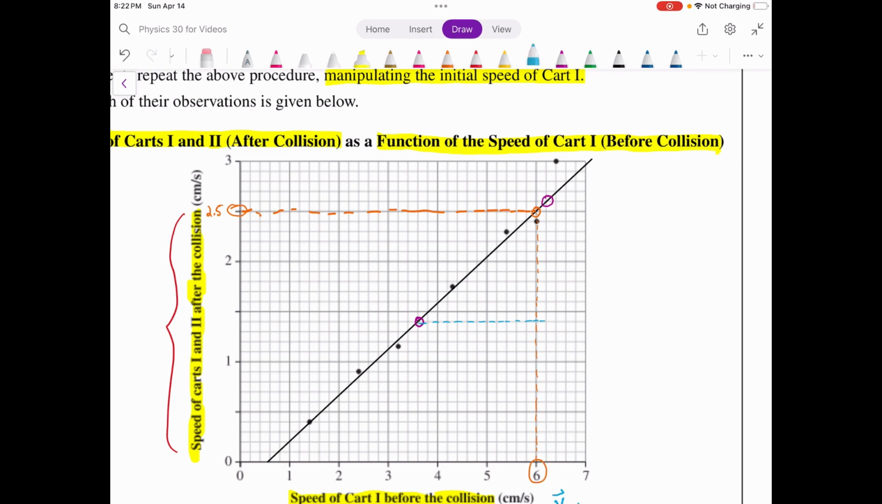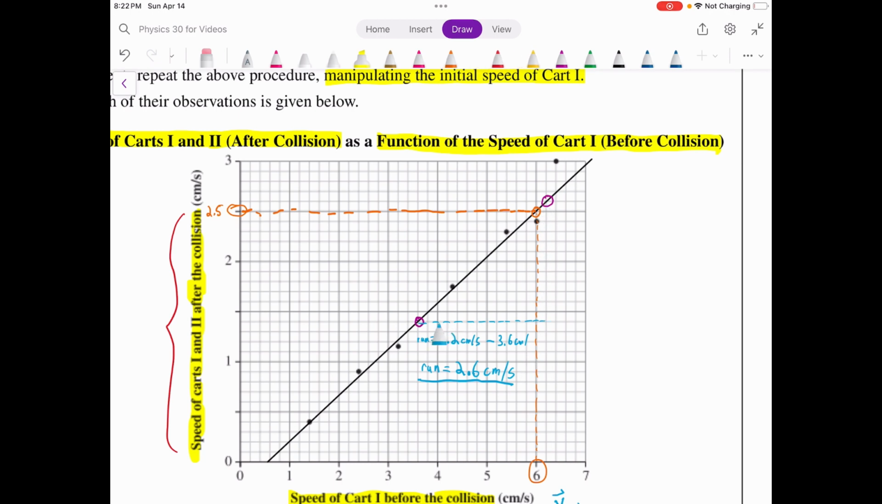6.2, right? So to figure out how much that changed by, where we ended up minus where we started: 6.2 centimeters per second minus 3.6 centimeters per second. Again, that's just from reading off here and here. That's how much we ran, okay? Which gives us a run of 2.6 centimeters per second, okay?